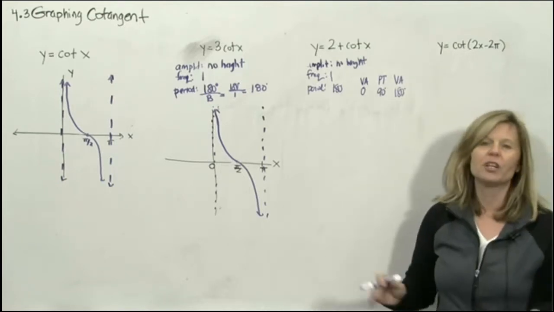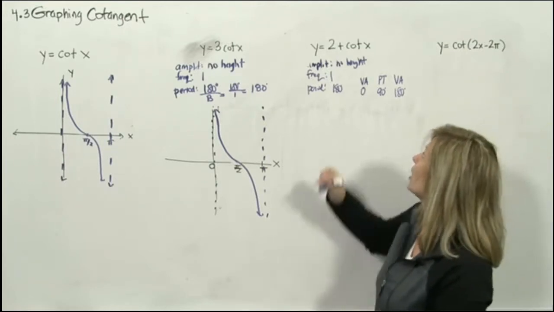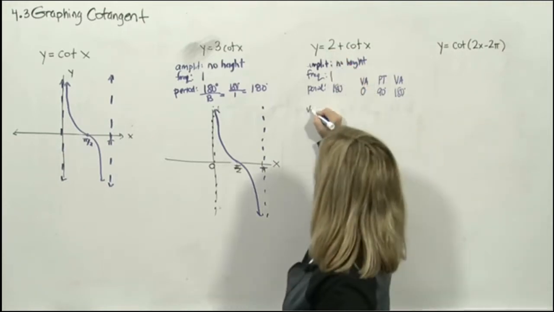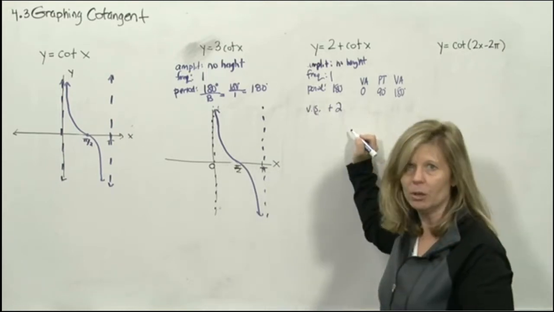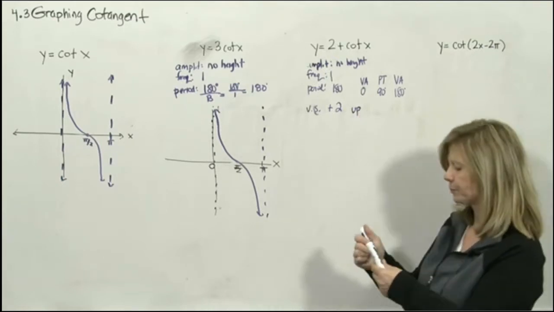There is no shifting going on at all. Now, do we have a vertical shift? Yes. To this trig function, we have a 2 being added. So we do have a vertical shift. And our vertical shift is plus 2, because there's an invisible plus in front there, which means we're going up.